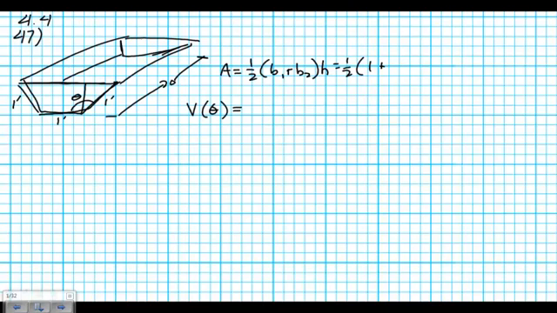I want to draw this trapezoid out a little bigger because I want to mark it out. So I'm going to make a really big trapezoid. Here's theta. This is 1. This is 1. And this distance right here is 1.